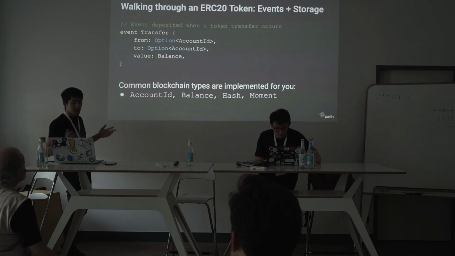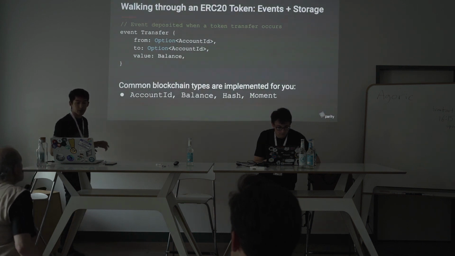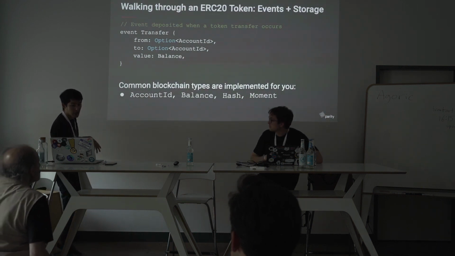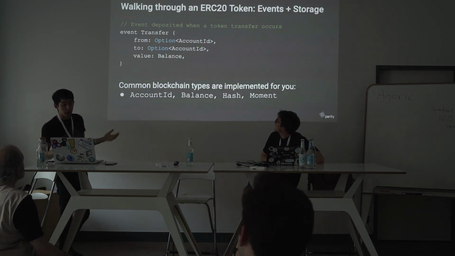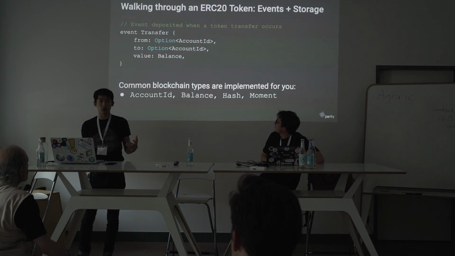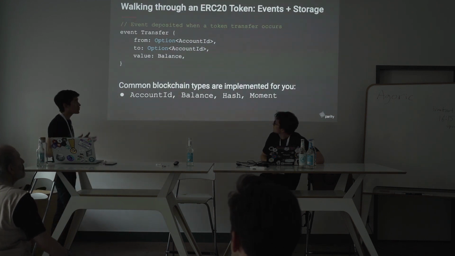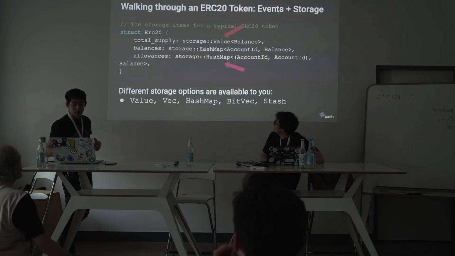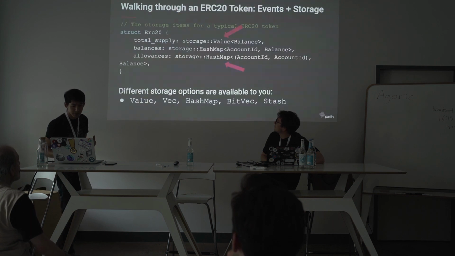So you have an event. If you want to make an event like a transfer function, and I'll be walking through an ERC20 token basically here, if you have a transfer function, you can define things like from, to, value, and these are the kind of things that will be emitted during an event. And one of the things to note here is that common blockchain types are implemented for you. So things like account ID, balance, hash, and moment are all things that are available to you in the language. Moment is block height. It's time. It's the equivalent of time.